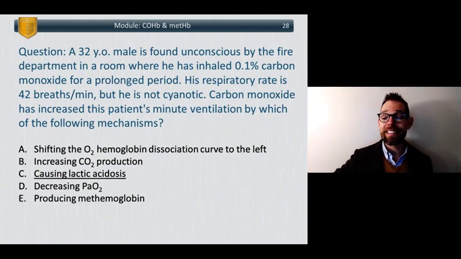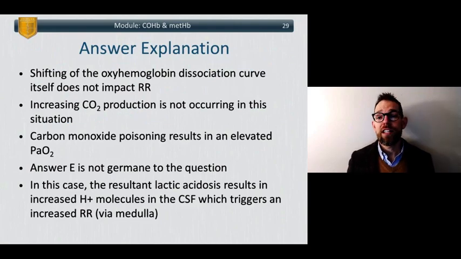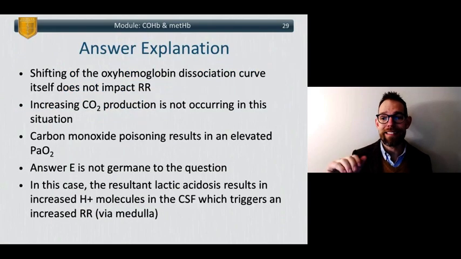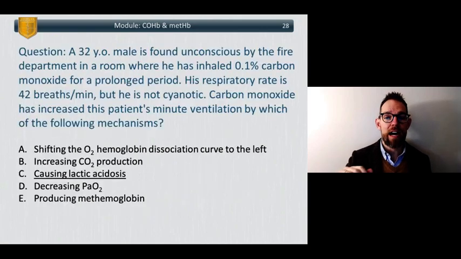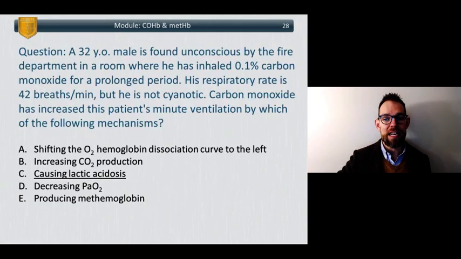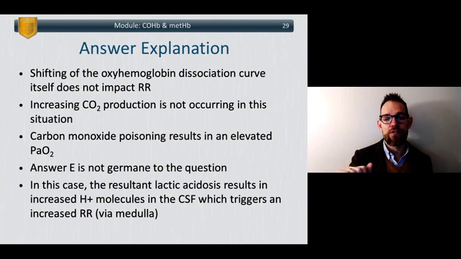And the answer here is C, causing lactic acidosis. Just shifting the oxyhemoglobin dissociation curve, while that does happen with carbon monoxide poisoning, does not increase respiratory rate. Increasing carbon dioxide production, that's not happening in this situation. Carbon monoxide poisoning actually results in an elevated PaO2, as I alluded to earlier. There is no methemoglobin production. It's not germane to this.